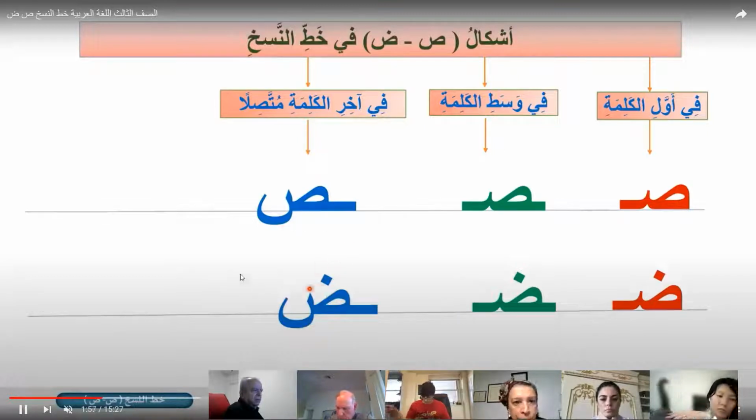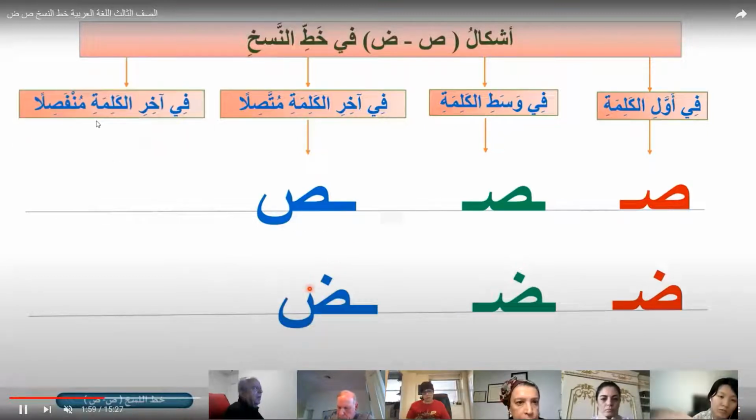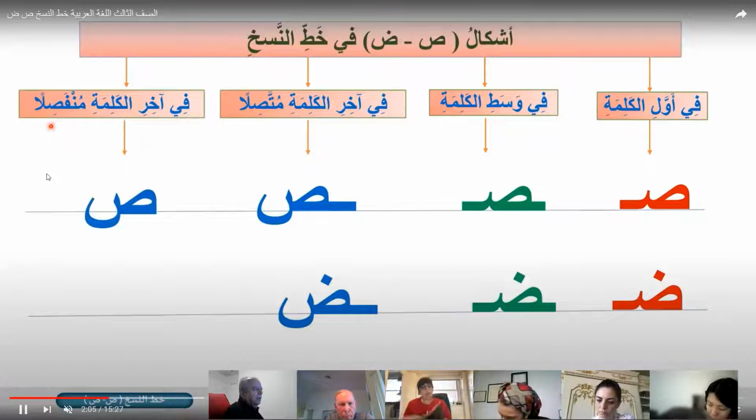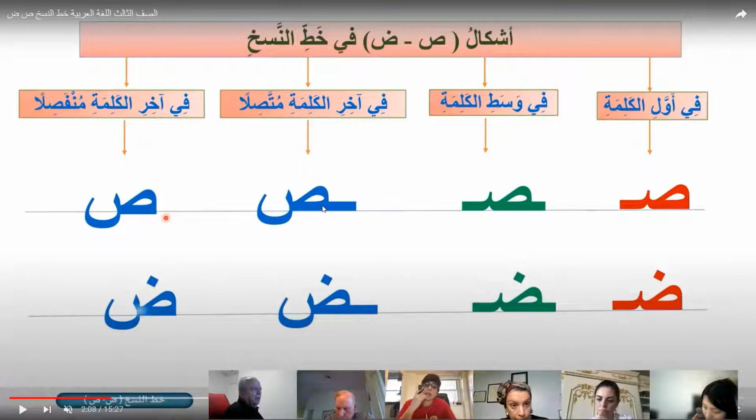Same thing. Now at the end of a word when it is not connected, it is exactly the same as when it is connected, only it doesn't have anything before it. This is the Sad and this is the Dad.